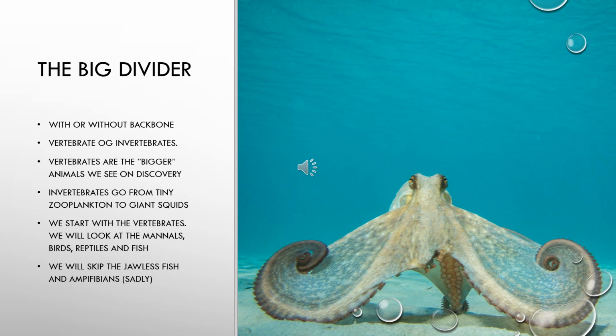Invertebrates go all the way from tiny zooplankton all the way up to giant squids. So we have many different sizes here. But we will start in this video to look at the vertebrates, which are the animals with a backbone. And we will look at the mammals, birds, reptiles, and fish, both the bony fish and the cartilage fish.